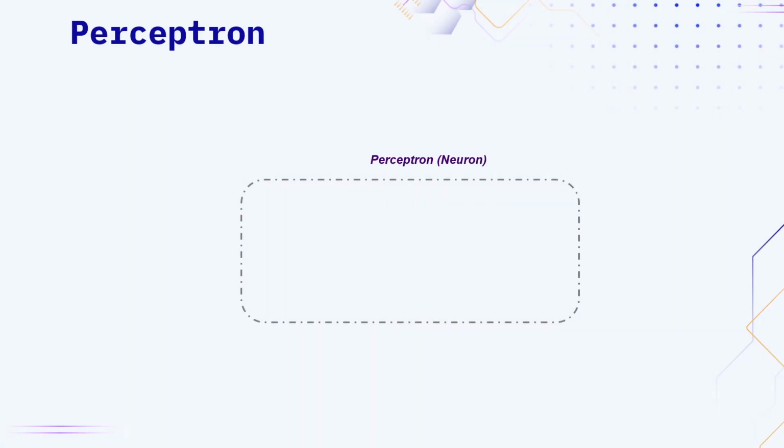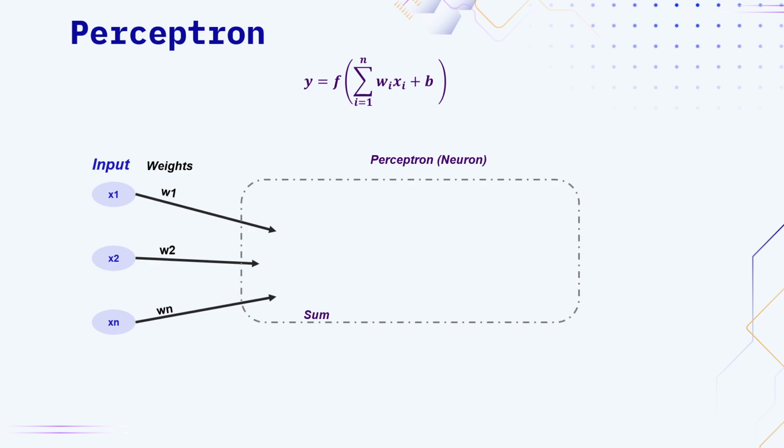Now, let's move to the perceptron. It is a classifier that forms the building block of more complex neural networks. It takes an input vector x and computes a weighted sum of the inputs, which is passed through an activation function to produce an output, where wi are the weights, b is the bias, and f is the activation function. The perceptron can learn linear decision boundaries, making it suitable for linearly separable data.